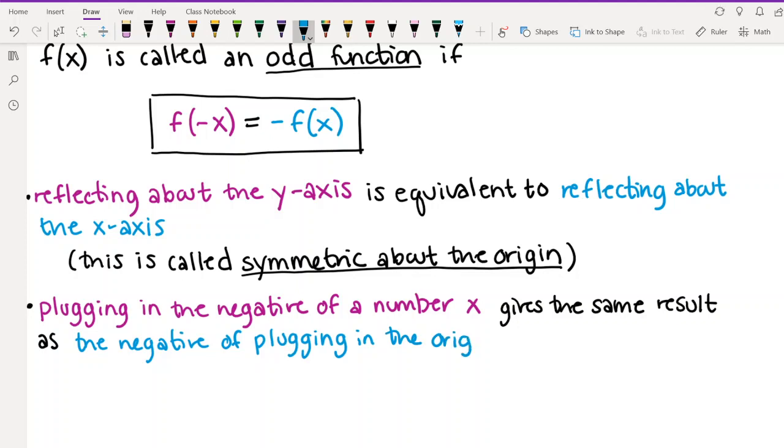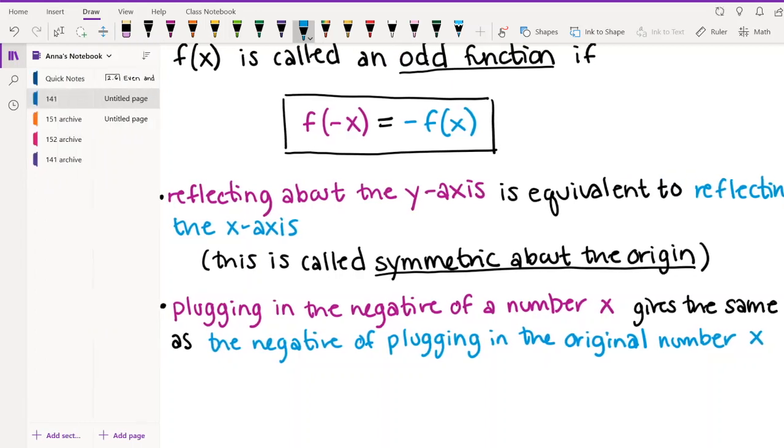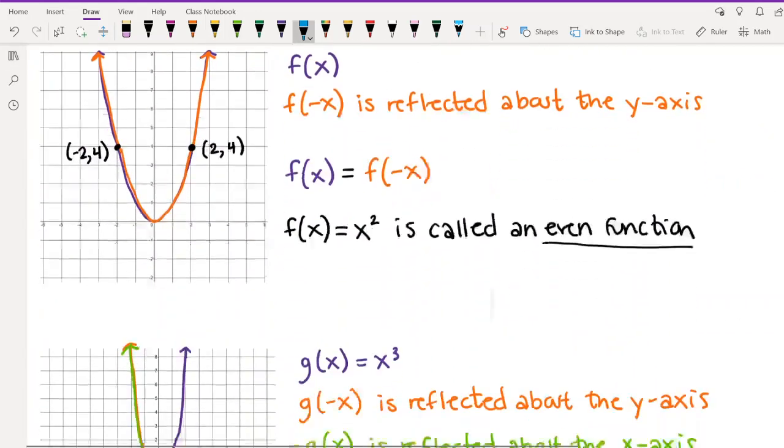Okay, so what do I mean by this? I said plugging in the negative of a number x gives the same result as the negative of plugging in the original number x. So basically what I mean by that is, let's say you were to plug in 2 and negative 2. You wouldn't get the same result, you would get opposite results. So let's go back to our example of an odd function and see how that plays out.